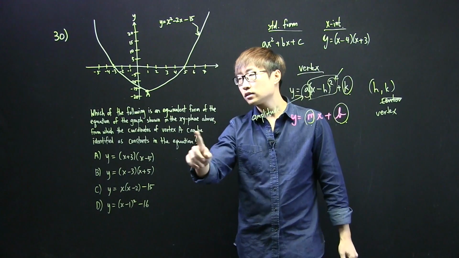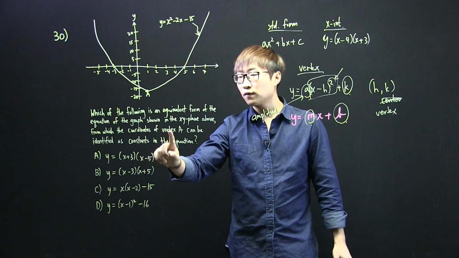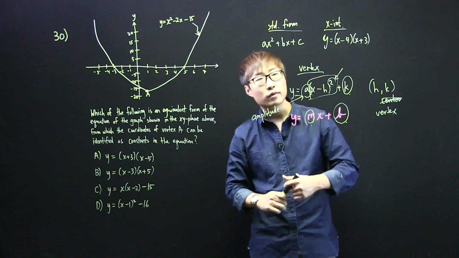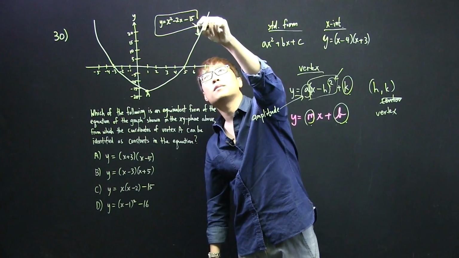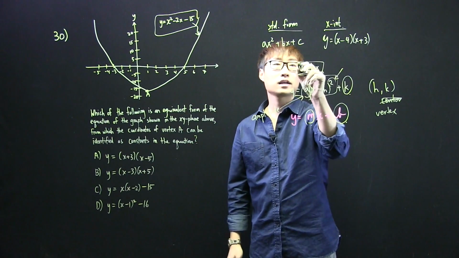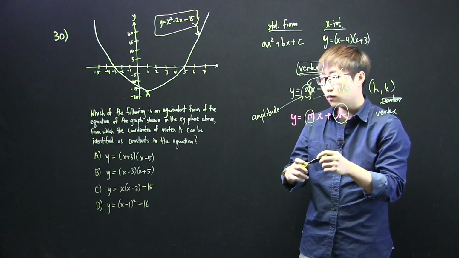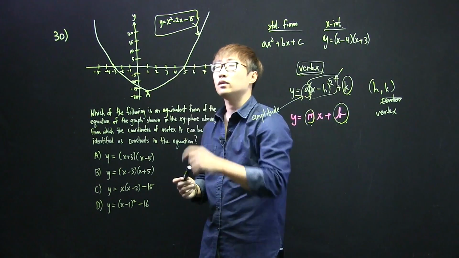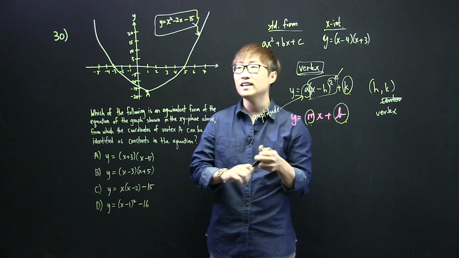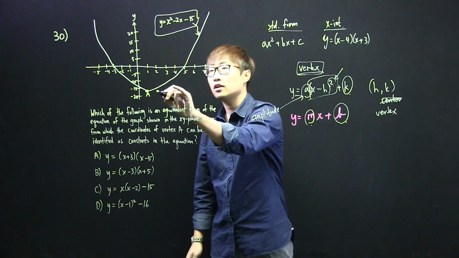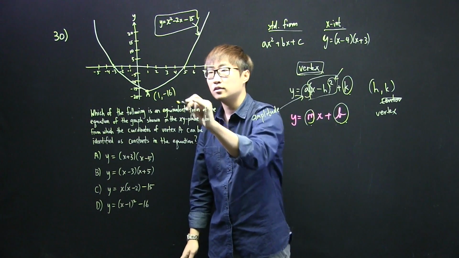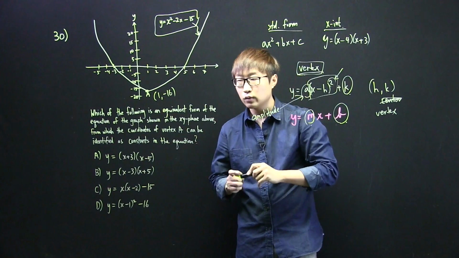And the question wants which the coordinates of vertex A can be identified. So pretty much they want us to put this equation over here, what we see on top, into vertex form, right? So any vertex form that is equivalent to this one. So first of all, what is the vertex? That looks like 1 and negative 16-ish, right? So 1 and negative 16, I'm just going to say. And let's see which one has that.